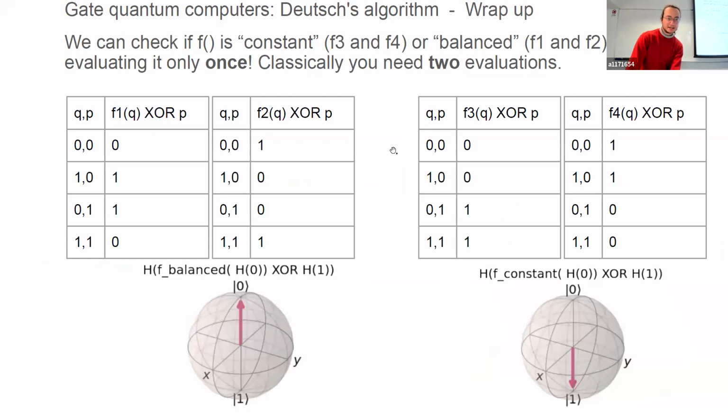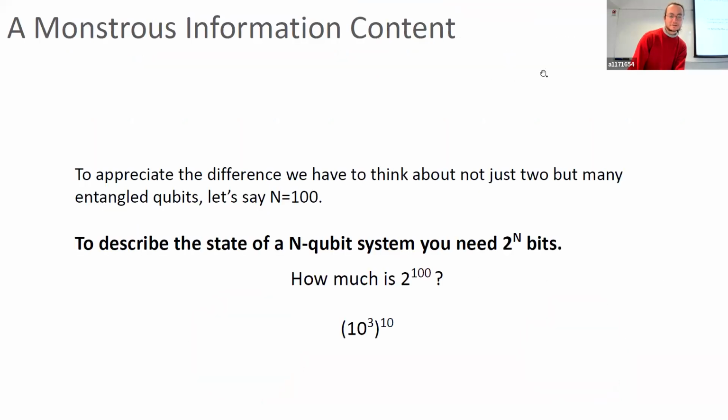And that's it, right? So now we see that if we are given this black box, we can test it only once, in one step, and get the information whether the black box is a balanced function or a constant function. And that's a speedup, right? It's a speedup of a factor of 2, because classically you need to test it twice.